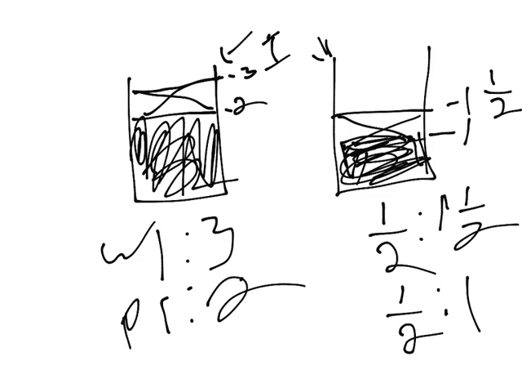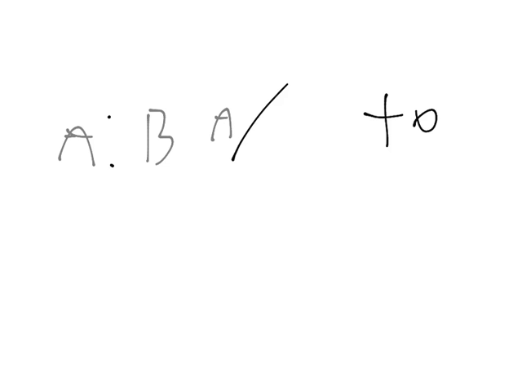So those are 2 examples of part-to-part, part-to-whole, scaling up and scaling down ratios. We learned the 3 ways to write them, which, just a quick recap, are, let's do this. This works for part-to-whole and part-to-part ratios. You can say A to B, A to B, or A to B.